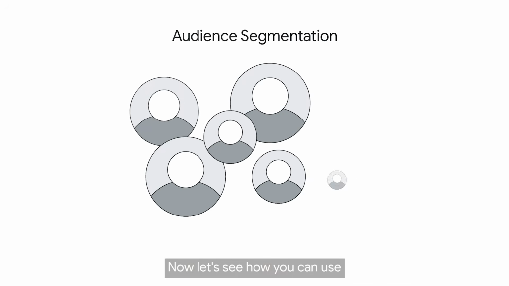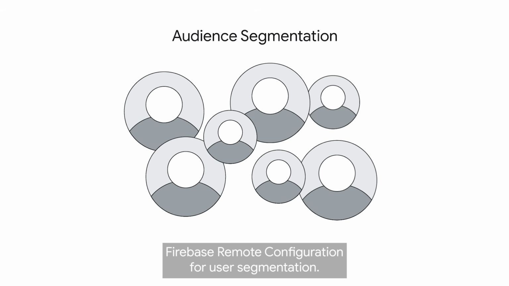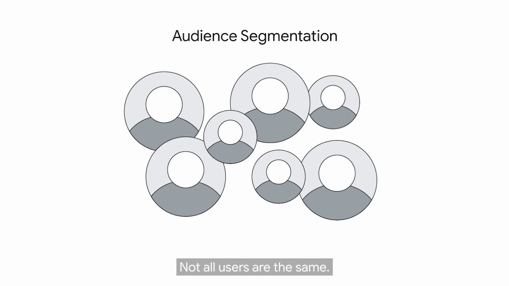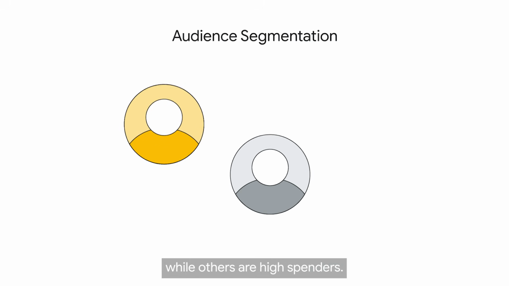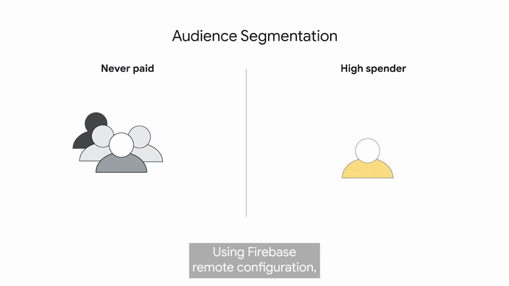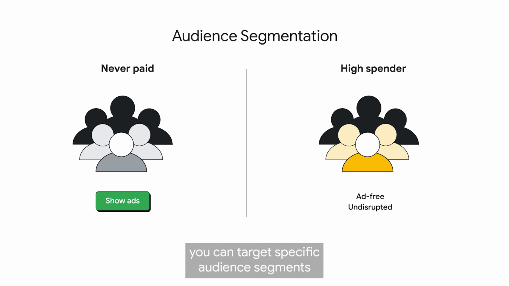Now, let's see how you can use Firebase remote configuration for user segmentation. Not all users are the same. For example, some users have never paid in your game, while others are high spenders. Using Firebase remote configuration, you can target specific audience segments so you don't disrupt your top spender. Here is a step-by-step guide to hiding specific ad placements from your top spenders.